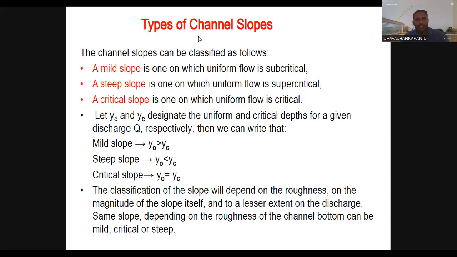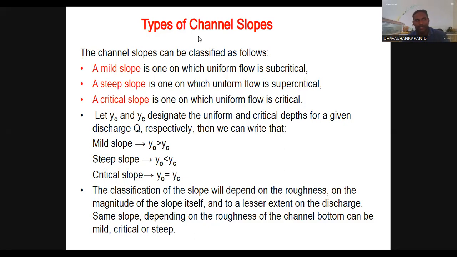Today my topic is based on types of channel slope. This topic comes under the category of uniform flow. In flow classification, the flow is classified into uniform flow and non-uniform flow as the two types. In non-uniform flow, we generally classify it further into two more types.